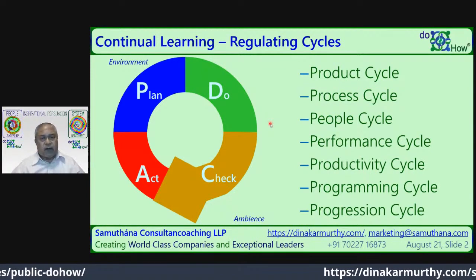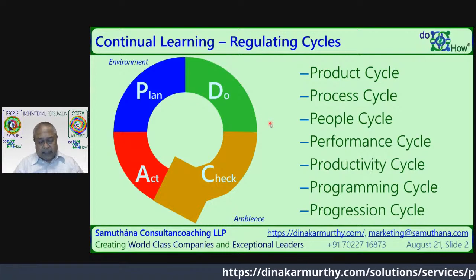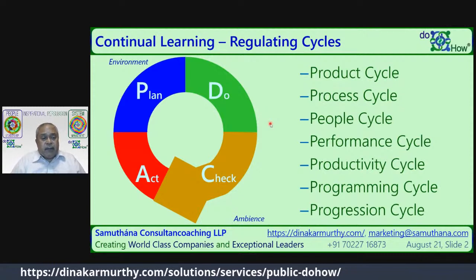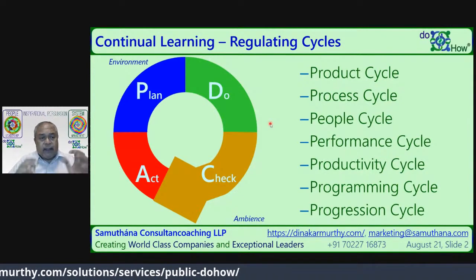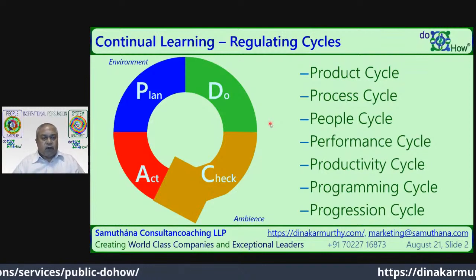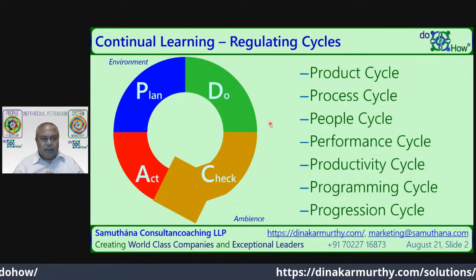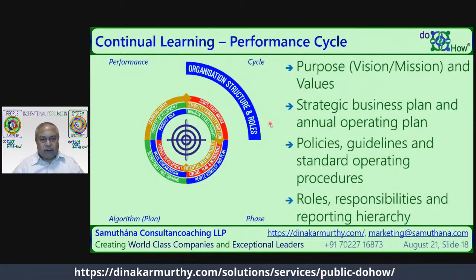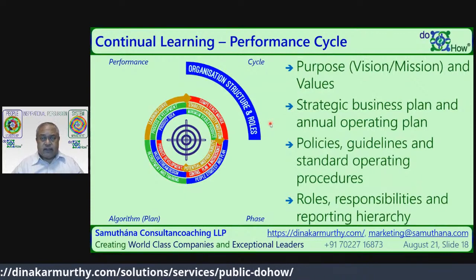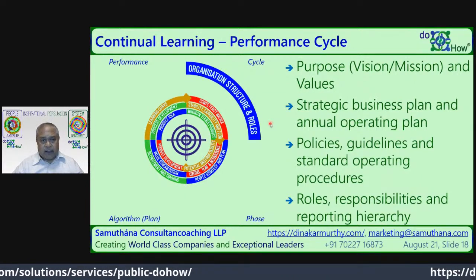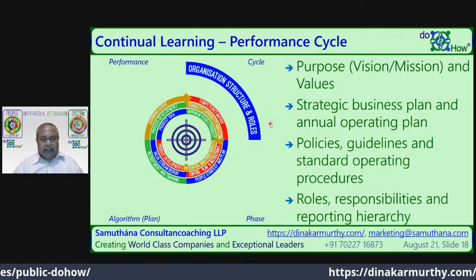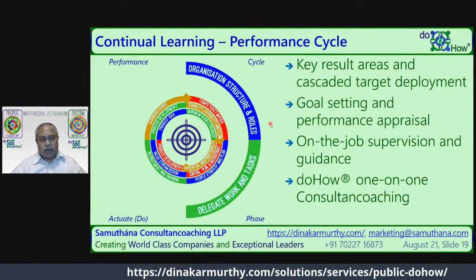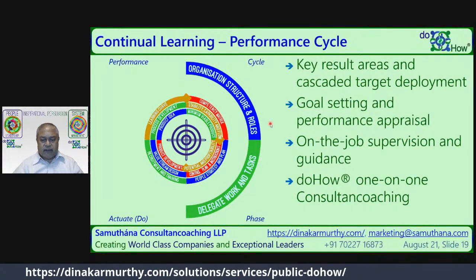That's why I started by talking about the product, process, and people cycles in the last 3 weeks. This week I'm focusing on the performance cycle, where you're really getting the organization to work. Because unless the cause and effect is understood, unless the loop is understood, it is impossible to automate something. And that is the fundamental essence of automation. So on Monday, I spoke about the organization structure and roles as the first phase of the performance cycle, or the algorithm phase or the plan phase. And then the actuate phase would be to delegate the work and tasks to various people, so that you have distributed the work and everybody is working on their own.